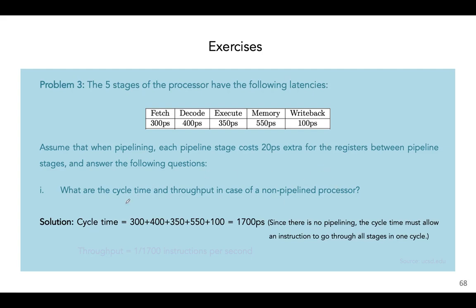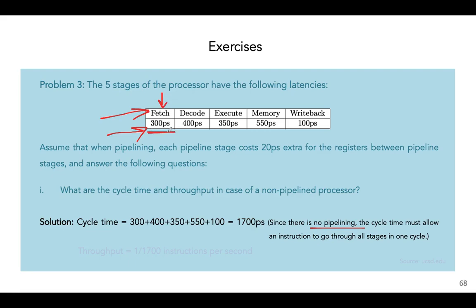Now the computation of cycle time in case of a non-pipelined processor is very simple. All you have to do is simply add up all the delays or latencies of all the stages of the processor, and you have already been given all the stages, and each latency is also given. So you simply add up 300 ps plus 400 ps plus 350 ps plus 550 plus 100 ps, right? Since there is no pipelining, the cycle time must allow an instruction to go through all stages in one cycle.